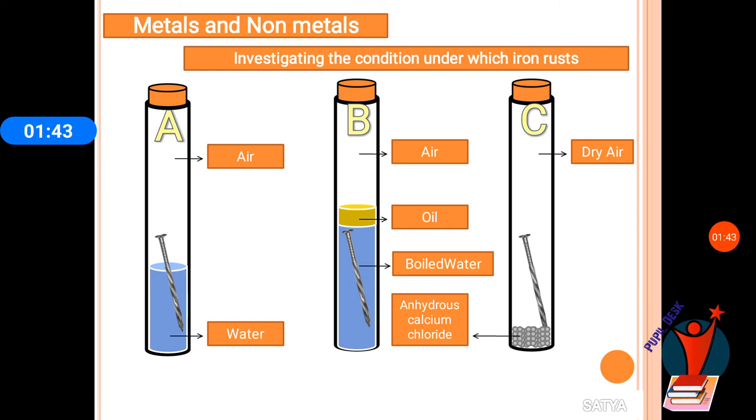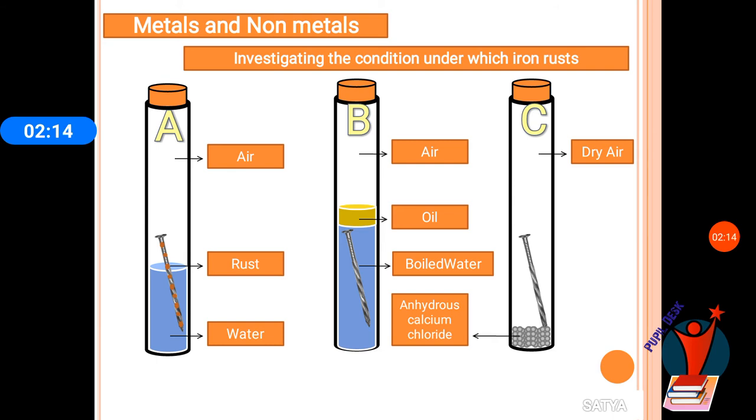After a few days, we will observe the nature of these 3 iron nails. By observing, we will see that the iron nail which is present in test tube A acquires rust, but the iron nails which are present in test tubes B and C are still fresh and clean. Why do you think this has happened?